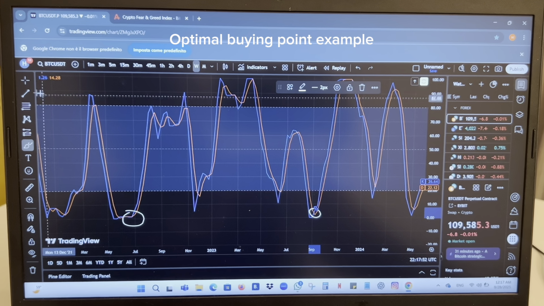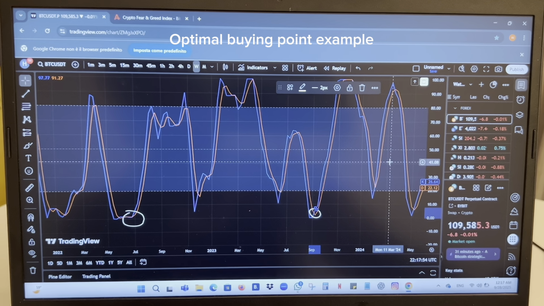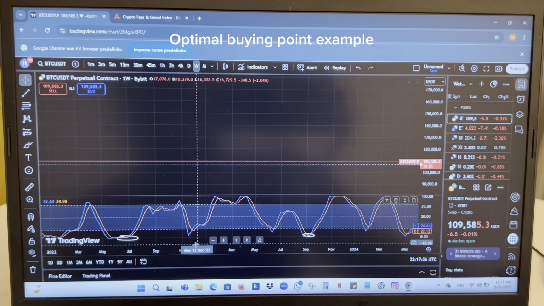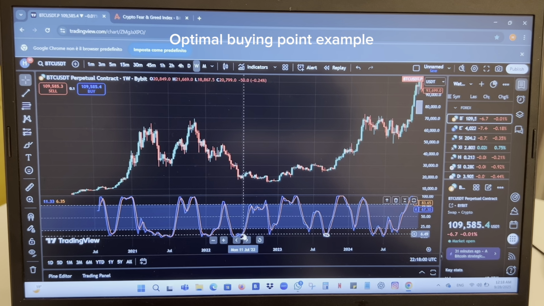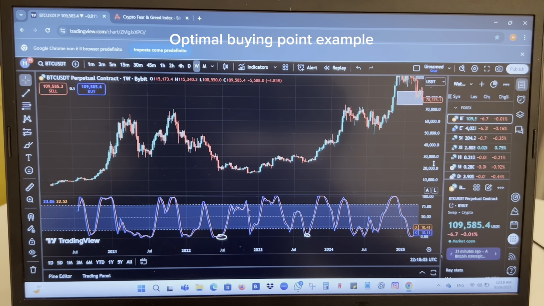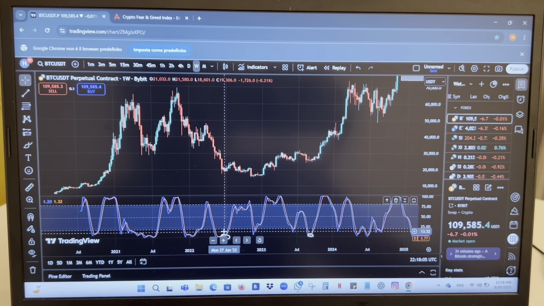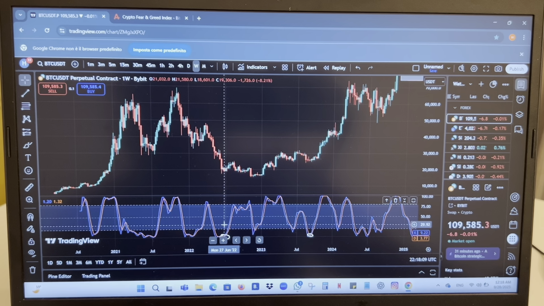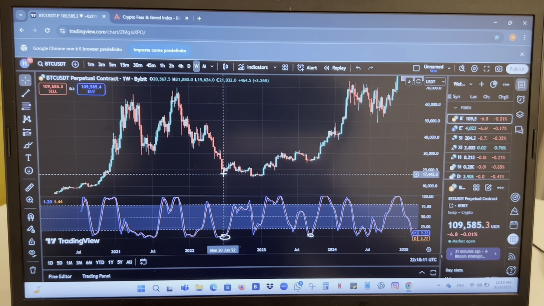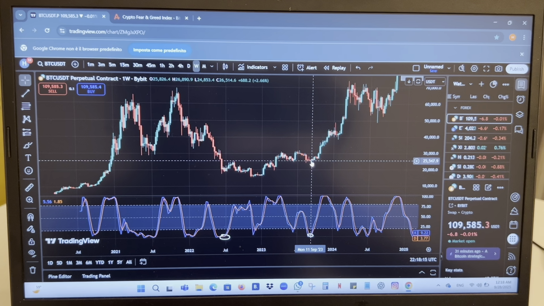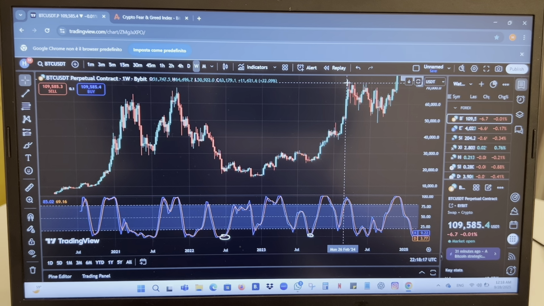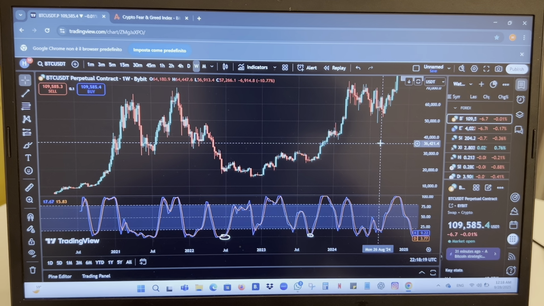And let's go to the actual chart to see what has happened. There you go. So this is the point, and when you look at it, it has actually gone up, and even here it has gone up. So yeah, those are some examples.